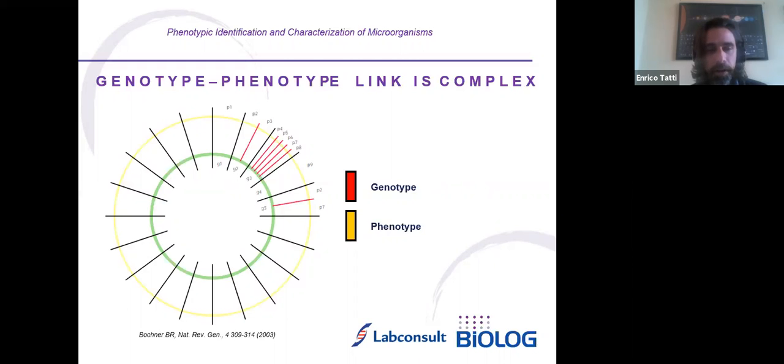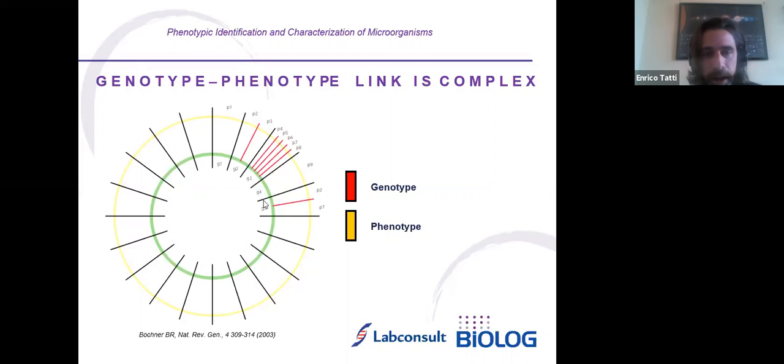And if you look at this conceptual map present in this very interesting paper about phenomics by Barry Bochner, the CEO of our company, published in Nature Reviews Genetics in 2003, you see two circles. The inner circle, the red one, is the genotype, and the yellow circle is the phenotype. And you can see there are different genes. So if the classical view were true, and it's actually true but not the only situation, one gene would correspond to one distinct phenotype, but it's not always the case.